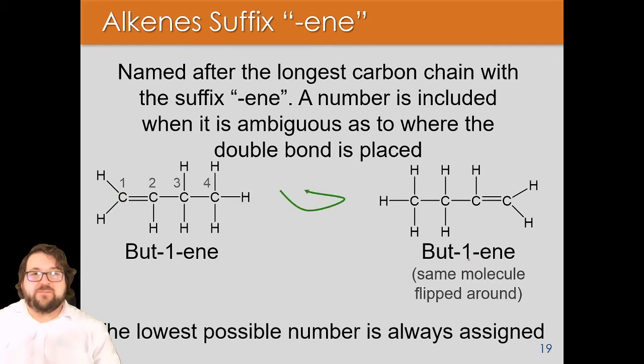So if I flip that round, that is but-1-ene again. It's just I'm numbering it from this side instead. So 1, 2, 3, 4. However, if you called this but-3-ene, we would still accept that as a correct answer, but you might as well know how it's done properly. And that's because the lowest possible number is always assigned, as it says at the bottom of the slide there.